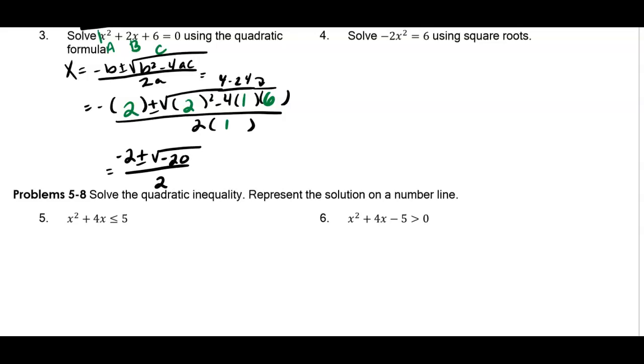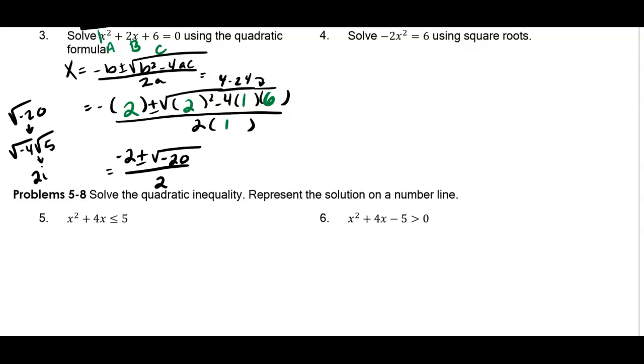Now we can simplify our problem. In fact, we have to simplify it quite a bit more. For example, the square root of negative 20 is the square root of negative 4 times the square root of 5, because negative 4 times 5 is negative 20. But we know that the square root of negative 4 is just 2i. Anytime there's a negative inside your square root, it's impossible to solve, which leads to imaginary answers.